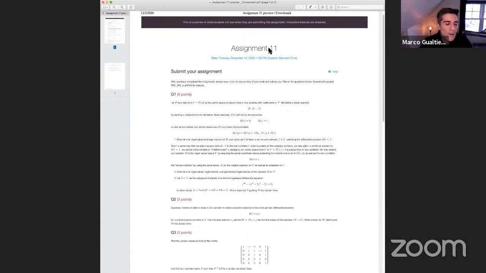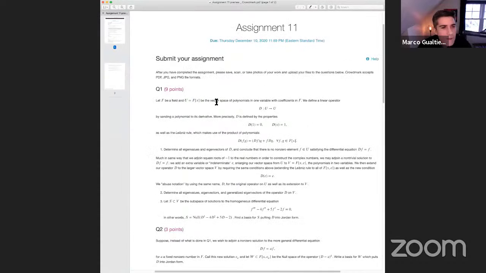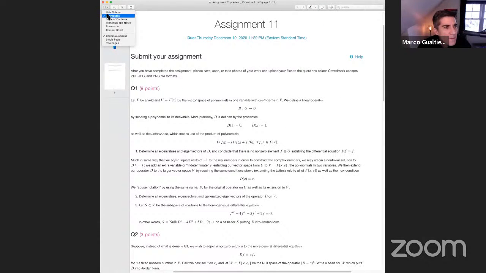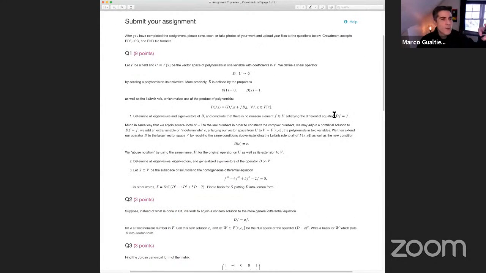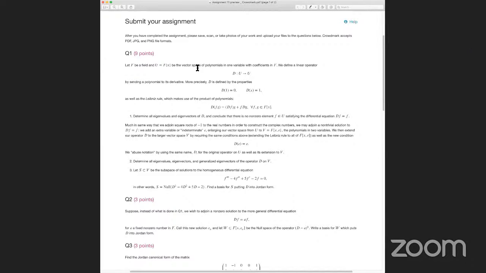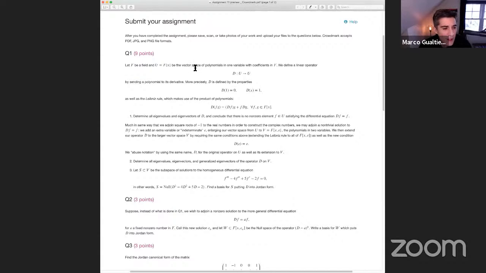Okay, so I just wanted to make a couple of comments about assignment 11. The first question is a kind of interesting approach to differential equations. Let me just explain why the first question is interesting.